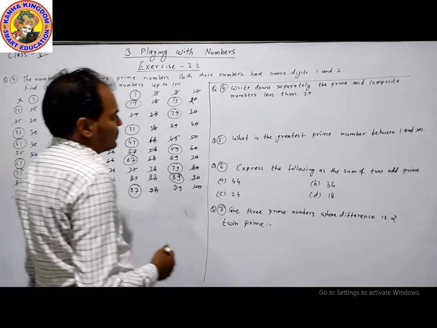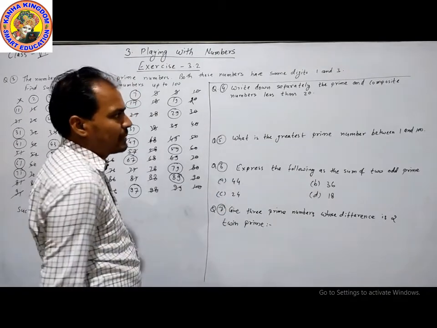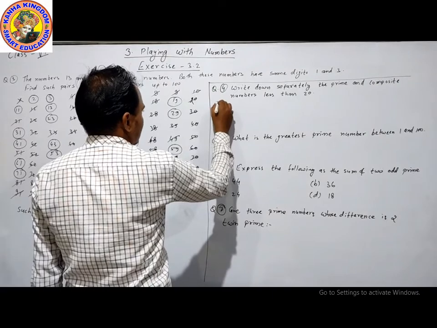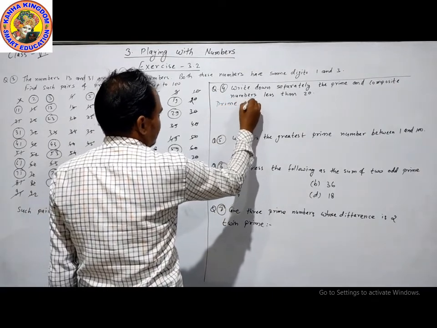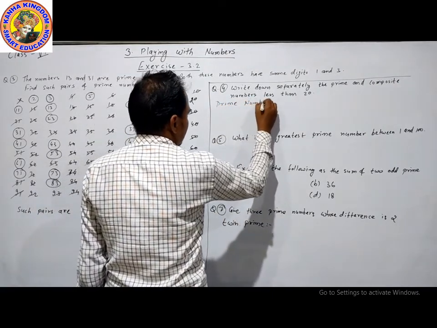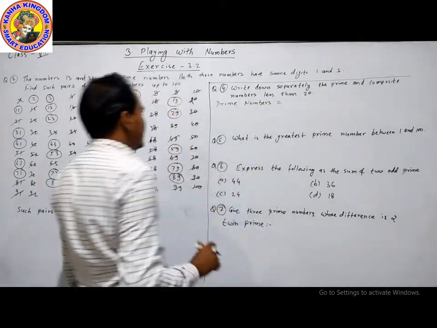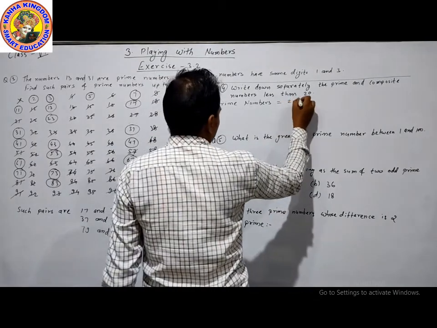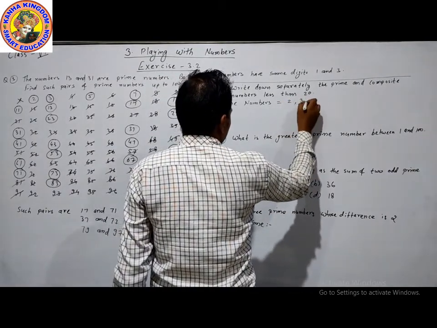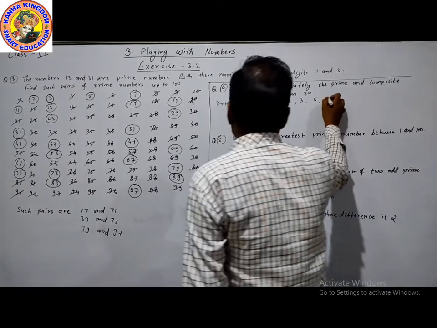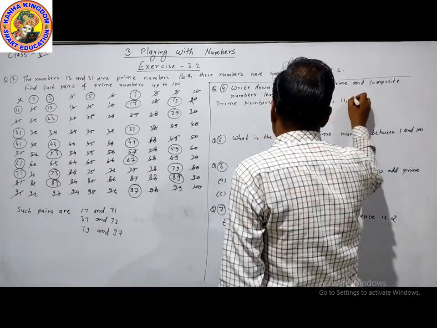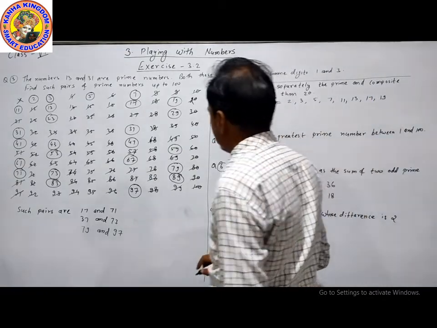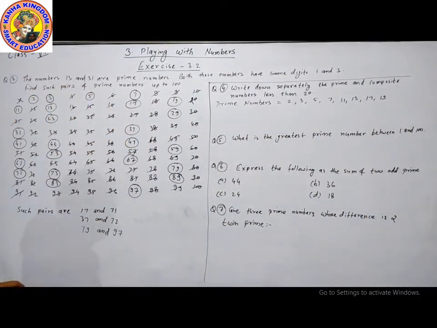Next question is question number 4. Write down separately the prime and composite numbers less than 20. Prime numbers less than 20, in these two lines. Prime numbers are 2, 3, 5, 7, 11, 13, 17, 19. These are the prime numbers.